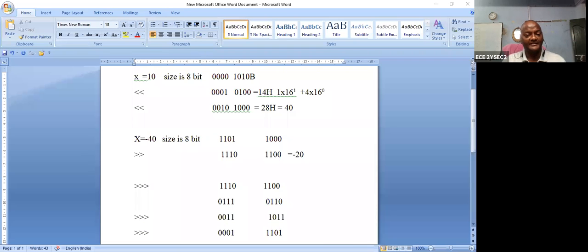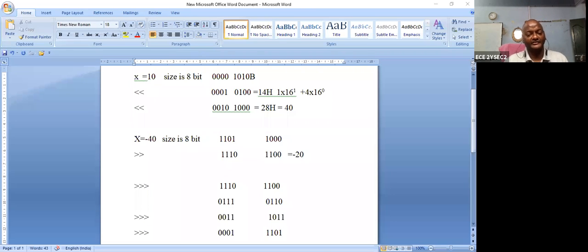Again, let us take 10 less than 3. That means 10 into 2 power 3. 2 power 3 is equal to 8, so 10 into 8 is 80. With each left shift, 10 is converted to 20, 20 is converted to 40, and 40 is converted into 80. So the sign does not change.